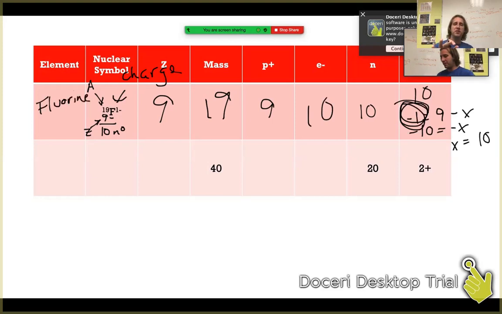Cool. Pause the video for just a second. Try that bottom row for yourself. When you're ready, come on back and restart the video.